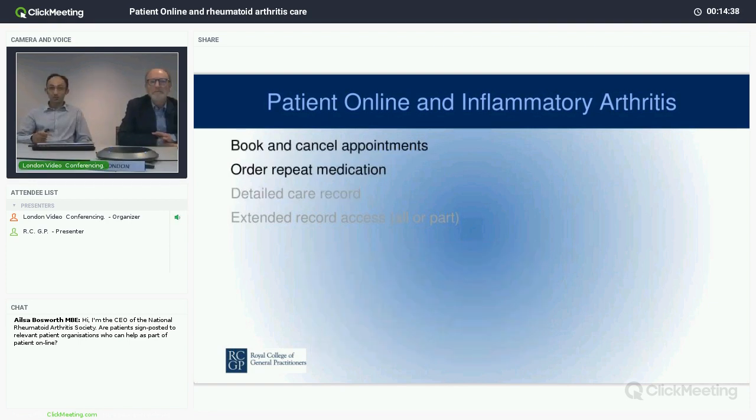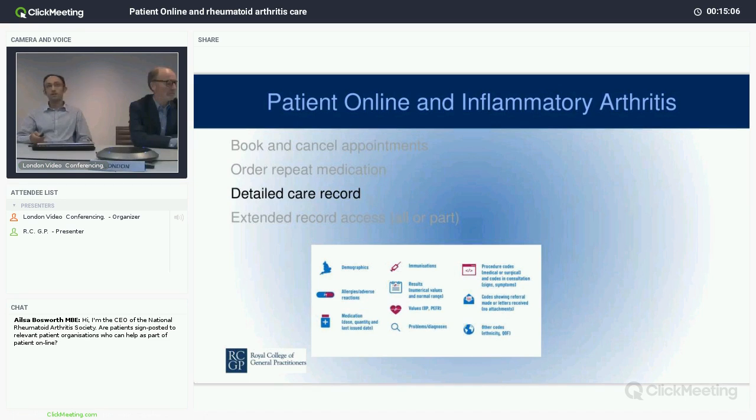So they would benefit from booking and being able to cancel appointments just like any other patient, and ordering repeat medications. Often they will have a higher burden in terms of having to order repeat medications. They will often be on lots of different medications, and they'll often have very specific medications that are normally managed by secondary care or through shared care agreements through the practice.